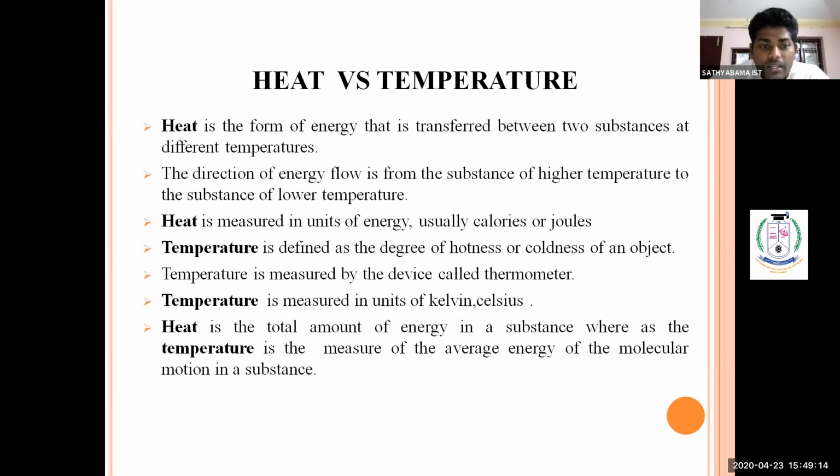Next, heat is the total amount of energy in a substance, whereas temperature is the measure of the average energy of the molecular motion in the substance. Heat is energy, so to measure that energy we need temperature, which is the measure of the average energy of the molecular motion in a substance.